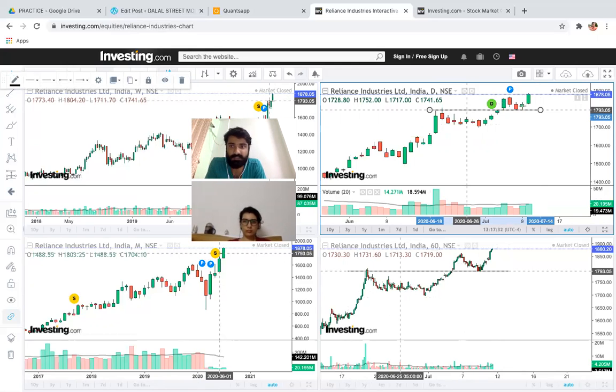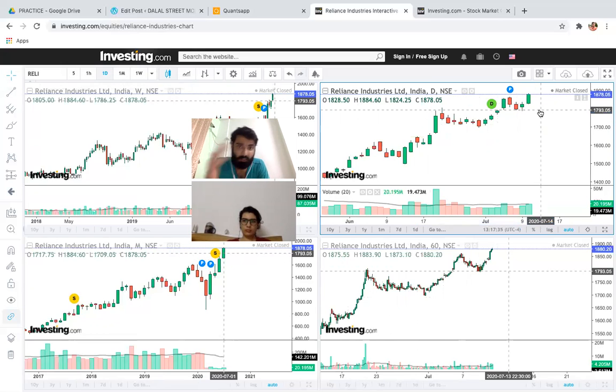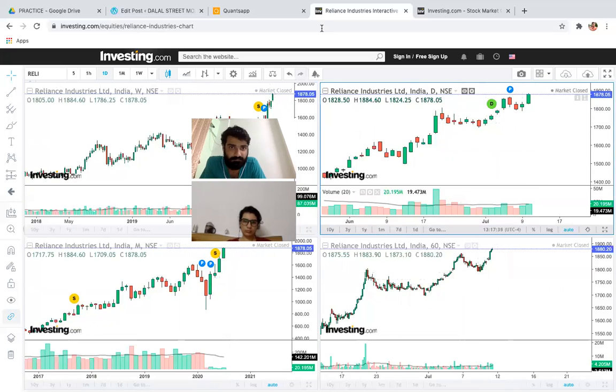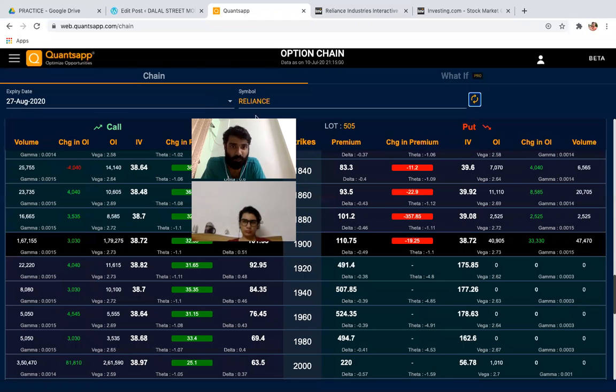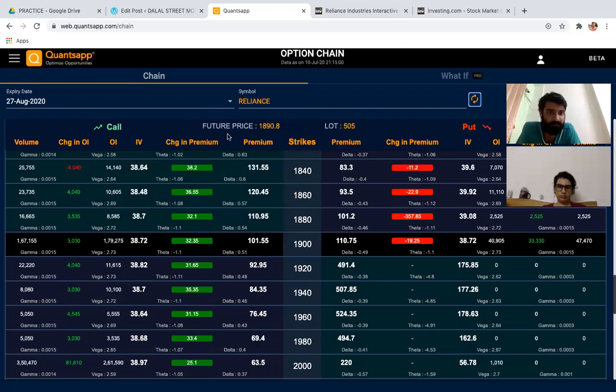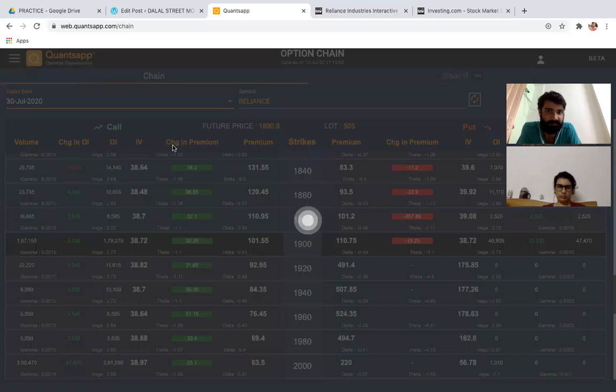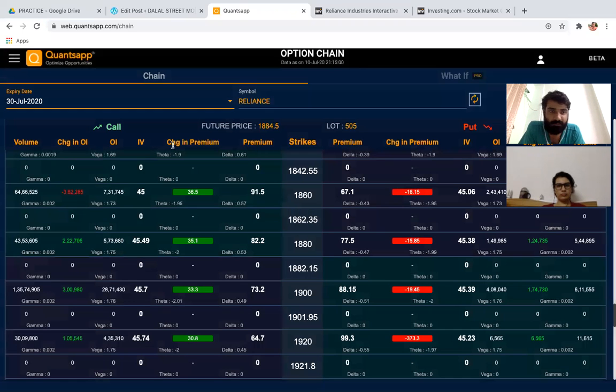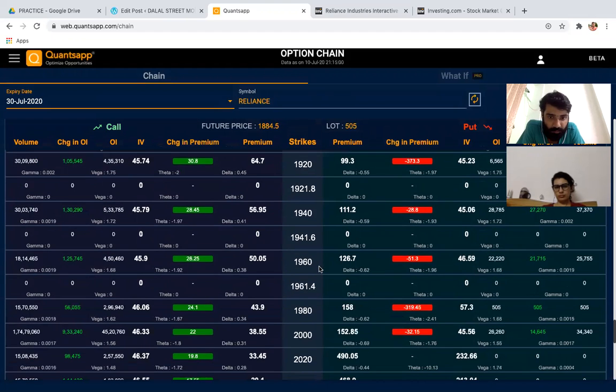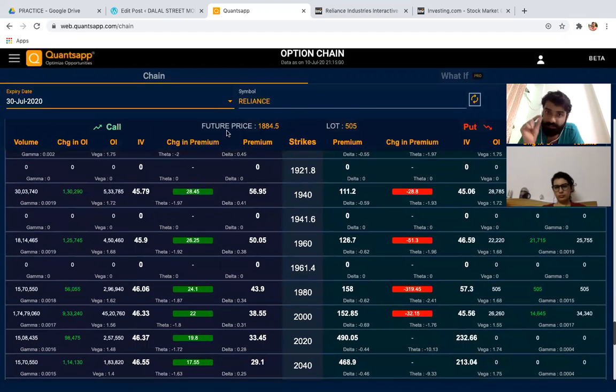So this is one. And to back it up, let us look at the derivative data. For derivative data, we are using QuantSap, and this is the option chain of Reliance Industries. We're just loading the July month option chain. If you notice, the highest open interest currently, I repeat, the highest open interest currently stands at the 2000 strike, which is around 45 lakh shares.